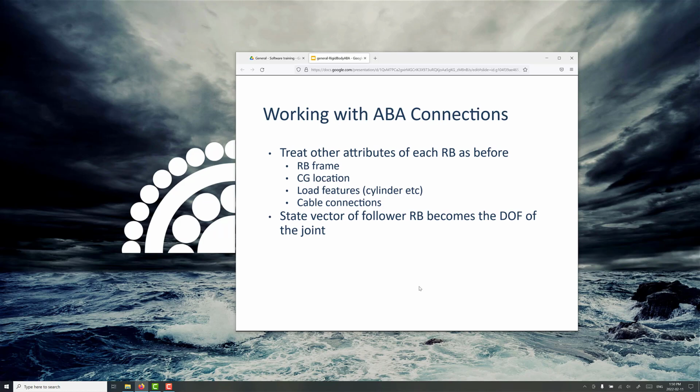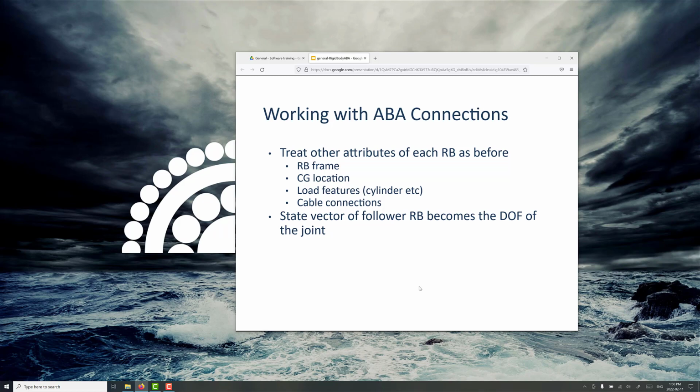So when you're working with rigid bodies that are in an articulated body connection, you just treat the rigid bodies the same as you had before. There's still a rigid body frame. You still have to specify the CG location. You add load features just like you did before, cylinder or custom mesh or cuboids or whatever. You make connections to other objects, maybe like cables, for example, just as you had before.